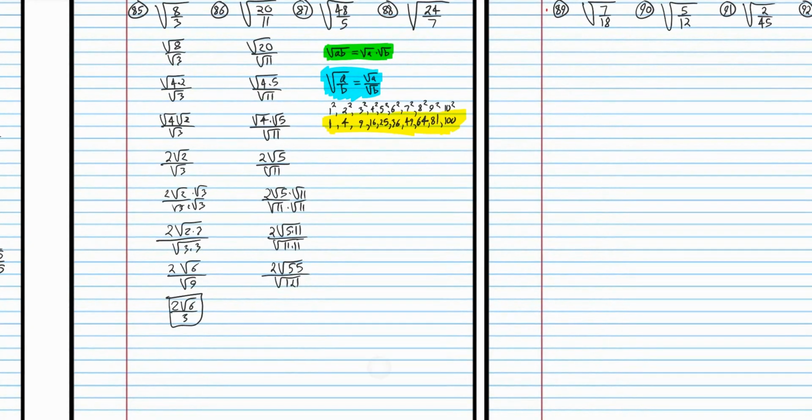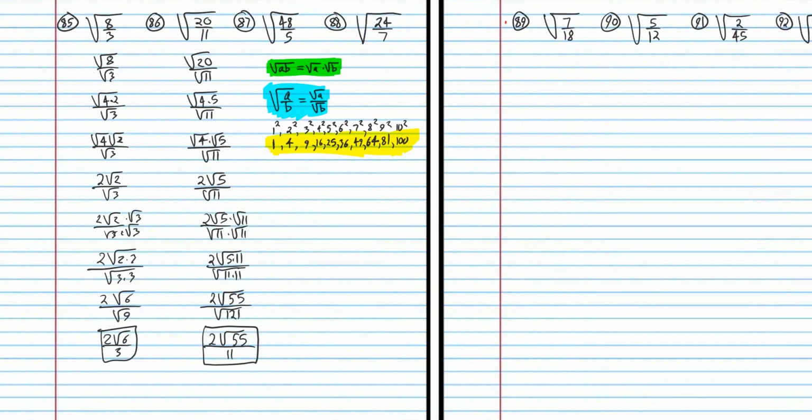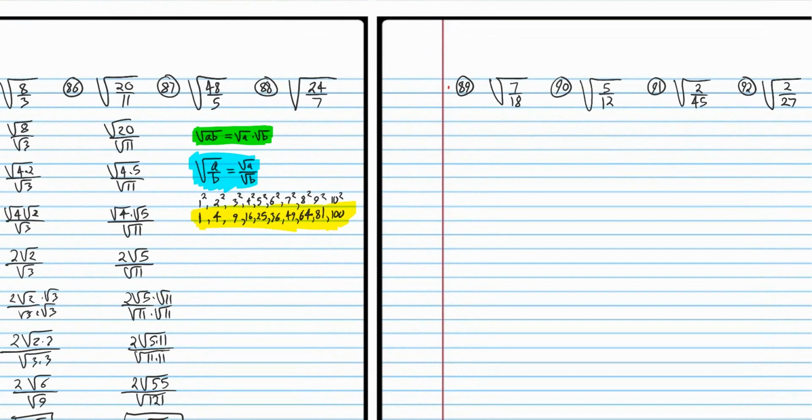And of course, 121. Square root of 121 is 11. You can do it on your calculator if you want. So if you got 2 root 55 over 11, good job. Try 87. When you come back, we'll do it together.